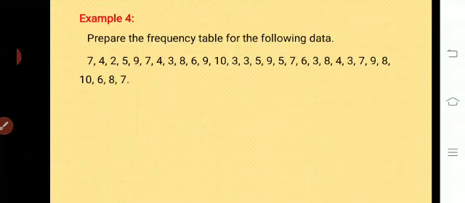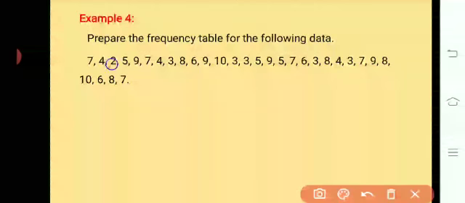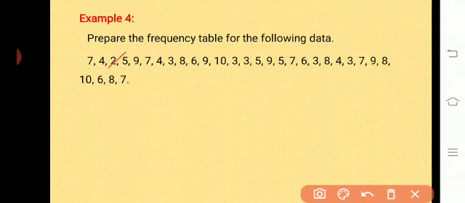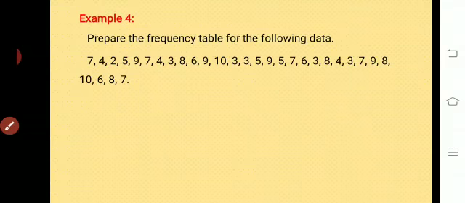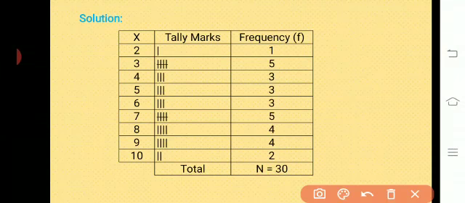If you observe here, the minimum observation is 2 and the maximum observation is 10. So we have to take the values between 2 to 10. You can observe we have taken the variable x, then tally mark, and then frequency f. Here the values are taken between 2 to 10: 2, 3, 4 up to 10.